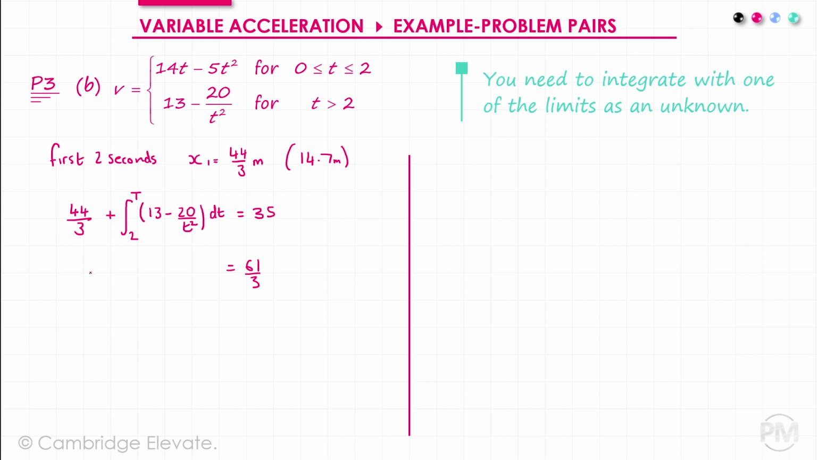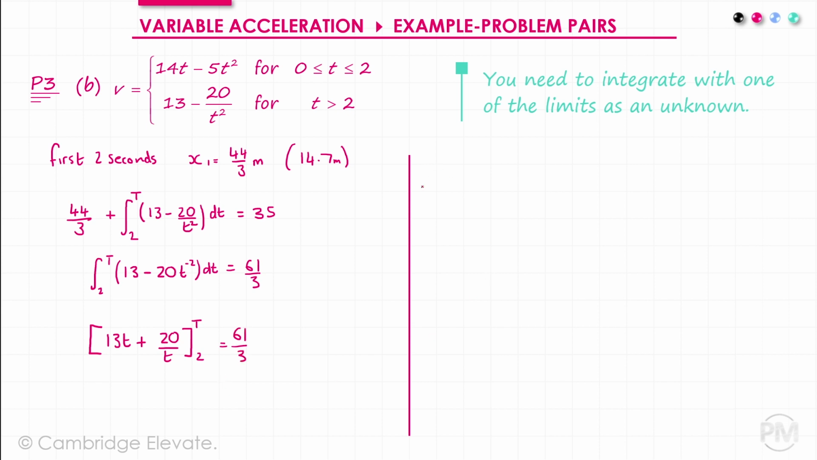And we can simplify this integral before we do it. We can write 20 over t squared as 20 t to the minus 2. And now we can just do this integral. We can't use a calculator to do it this time. 13 integrates to 13t. If we increase the power, we get t to the minus 1. Divide by the new power, that will cancel this minus sign out and make it a plus. We'd end up with 20t to the minus 1. But I'm just going to write that as 20 over t.